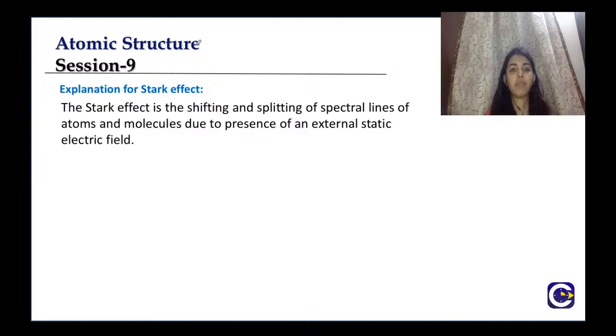Here, see the explanation for the Stark effect. What is the Stark effect? The particular spectral line that we were observing was split into some lines due to the application of what? An electric field, right? This is the Stark effect. And the Zeeman effect that we discussed: when a magnetic field was applied, the spectral line was split. So the Stark effect is the shifting and splitting of spectral lines of atoms and molecules due to the presence of an external static electric field.